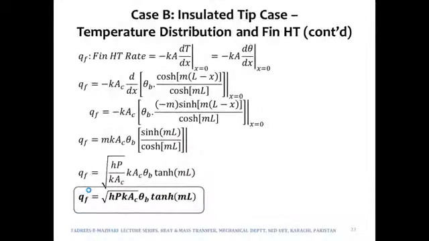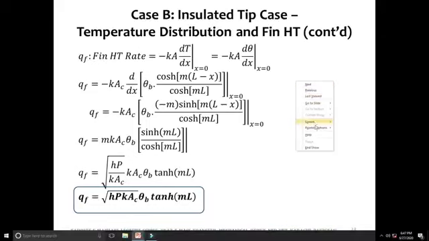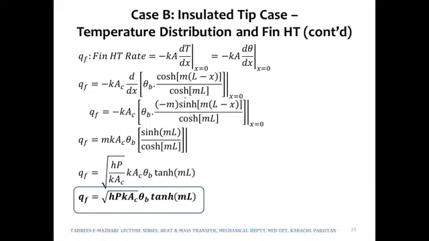Now for the fin heat transfer rate, again it would be minus Ka d theta by dx at x equal to 0, for the reasons that I just explained in the previous case. So the fin heat transfer rate would be minus Ka times d by dx of theta, and theta is this whole expression which we have just derived on the previous slide. Again it is not the case of u over v differentiation, because we do not have x in the denominator, rather we have x in the numerator only.